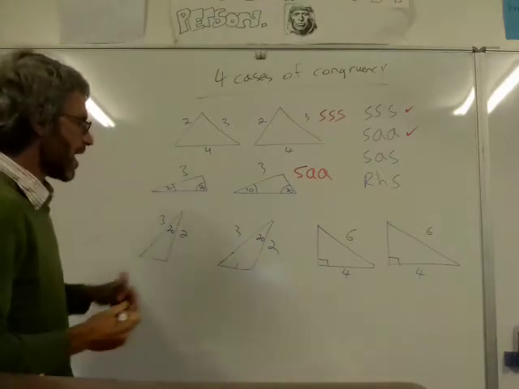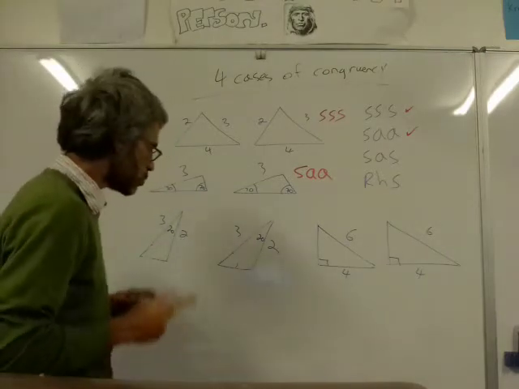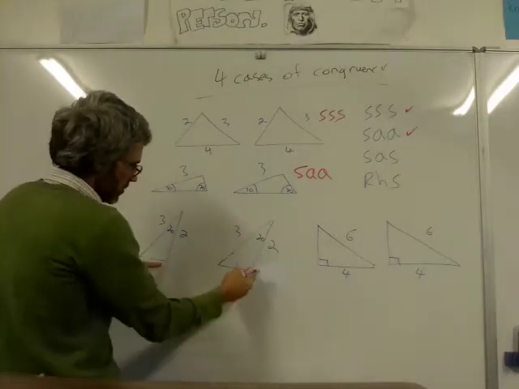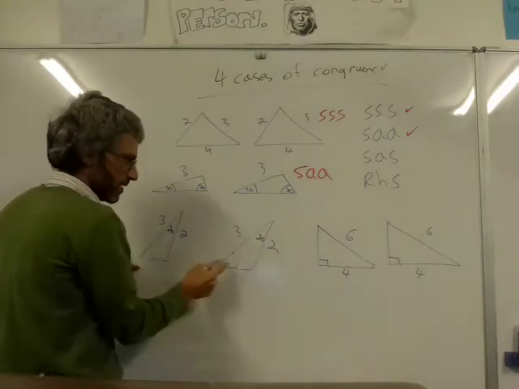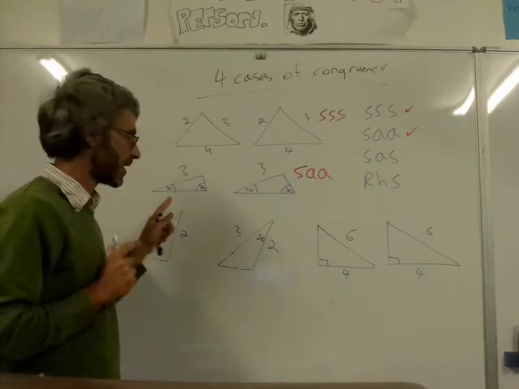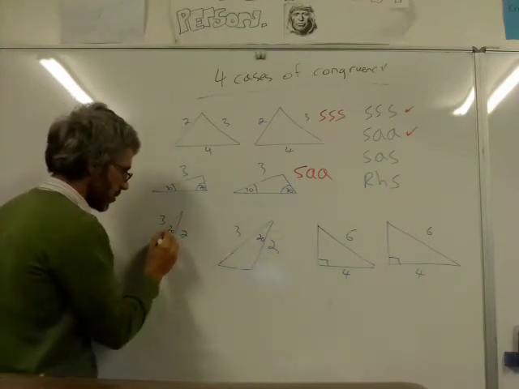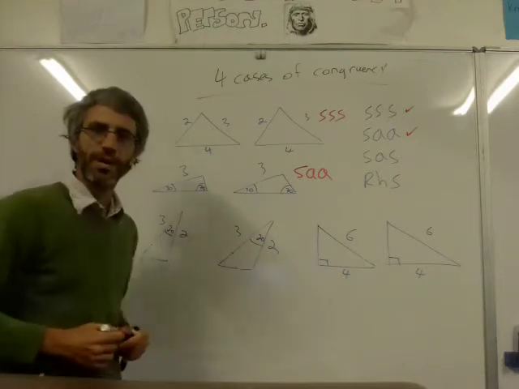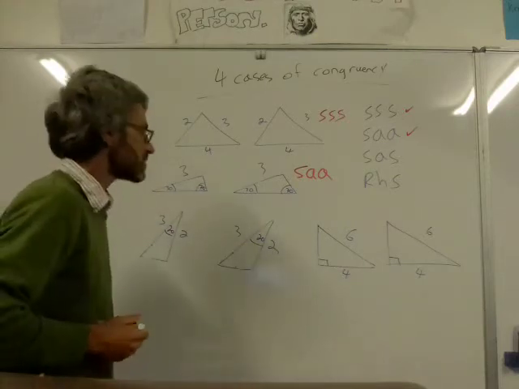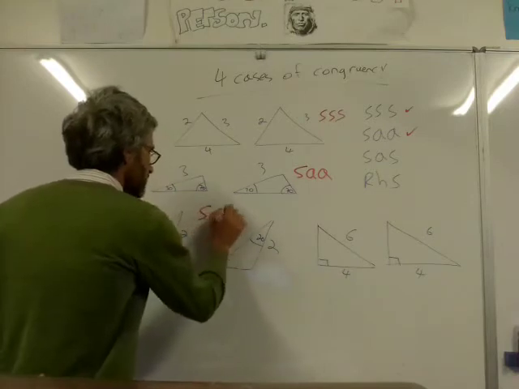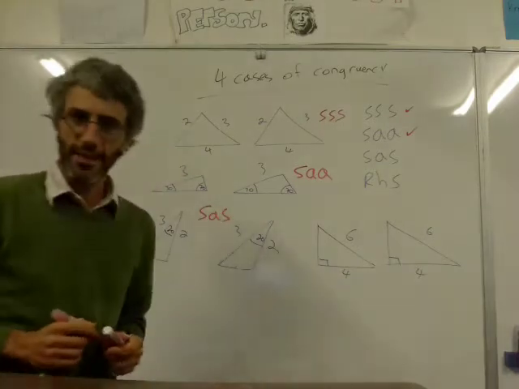Okay, so here we have 2 triangles. We've got 2 pairs of sides that are the same. So this is 2, this is 2. This is 3, this is 3. Okay, so we've got 2 sides, not 2 angles, 2 sides that are the same. And then we've got one angle, 20, which is the same. In this case, we call it SAS. Okay? SAS. And that means that they are congruent.